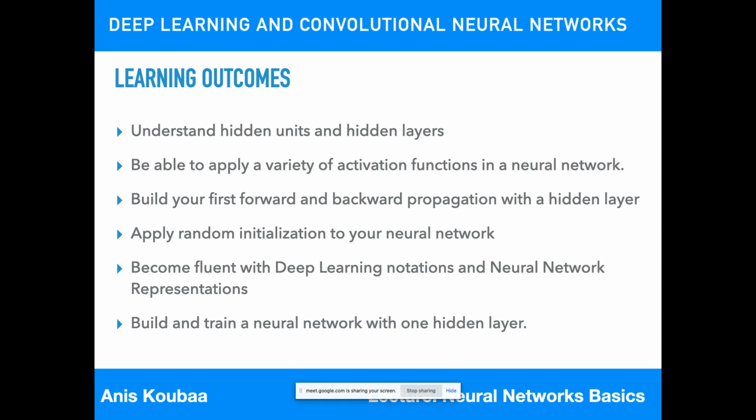The learning outcomes of this lecture are the following. First, you will be able to understand hidden units and hidden layers. You will be able to apply a variety of activation functions in a neural network. You will also be able to build your first forward and backward propagation with a hidden layer, and apply random initialization to your neural network. You will become fluent with deep learning notations and neural network representations. And finally, you will build and train a neural network with one hidden layer.